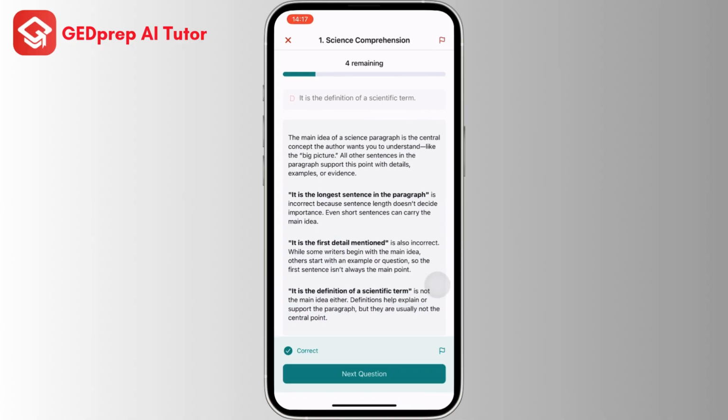Explanation. The main idea is the central point the author wants to communicate. It's the big picture of the paragraph. All other sentences serve to explain or support that point. Sentence length, definitions, or the first detail mentioned don't determine the main idea. What matters is the overall purpose of the paragraph.